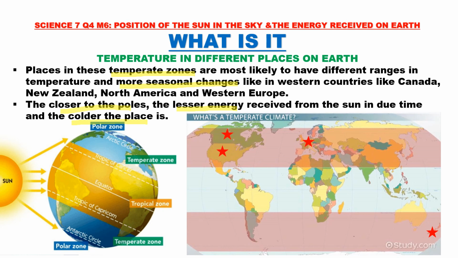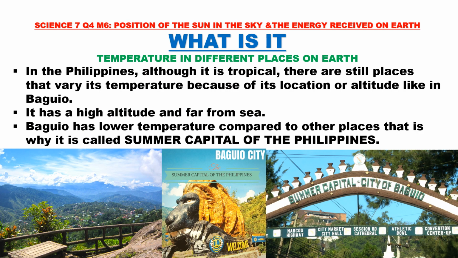They are found in the northern temperate zone and in the southern temperate zone. These zones generally have wider temperature ranges throughout the year and more distinct seasonal changes compared to tropical climates where such variations are often small.